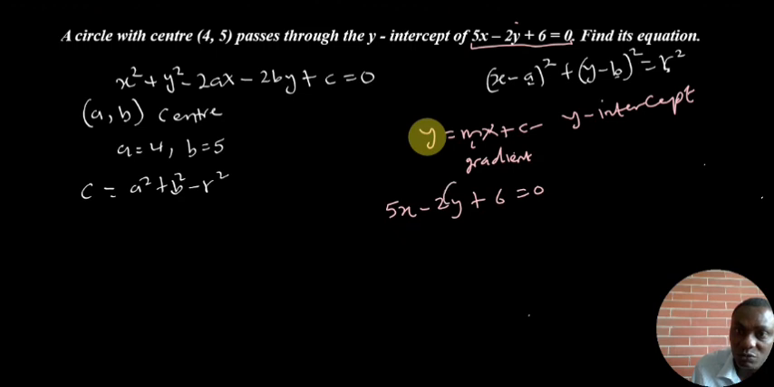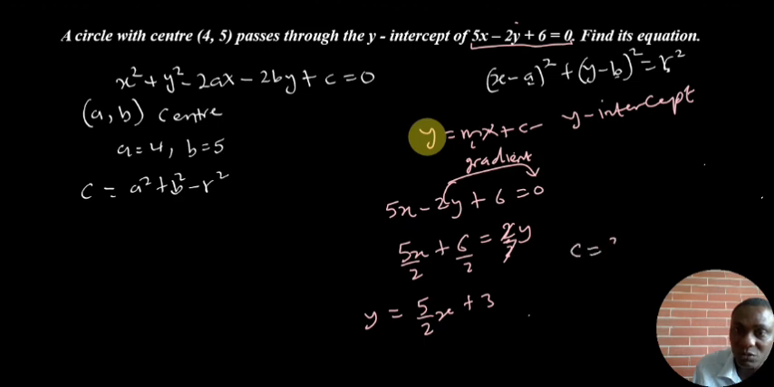So I have to move this one down this way, then we'll solve for this. So we have 5x plus 6 equals 2y. Then I'll divide both sides by 2. On dividing both sides by 2, you find out that y is equal to 5 over 2 x plus 3. So the y-intercept c is equal to 3. And the coordinate of the y-intercept will be (0, 3). So that will be the coordinate.